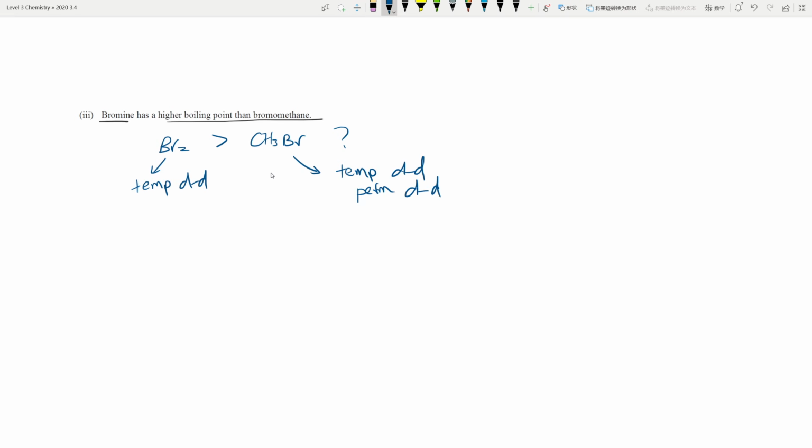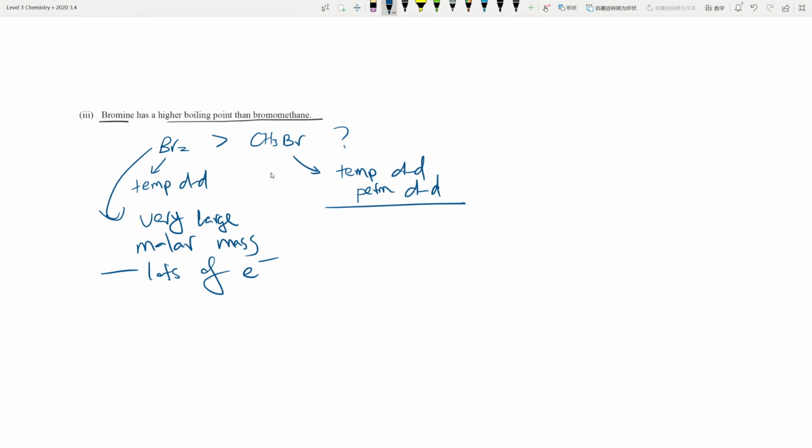So on paper you may go, oh, this is a polar molecule. The permanent dipole-dipole force of attraction between the positive ends and negative ends should be stronger than the temporary dipole-dipole, right? But it depends on the molar mass. Br2 has a very large molar mass. When you have a large molar mass, that means you have lots of electrons.